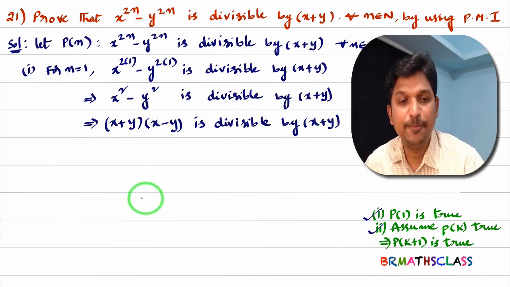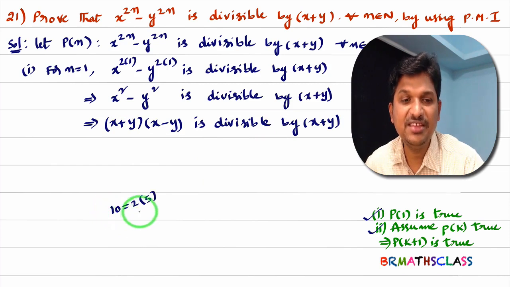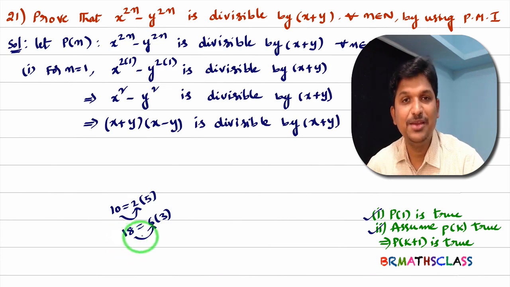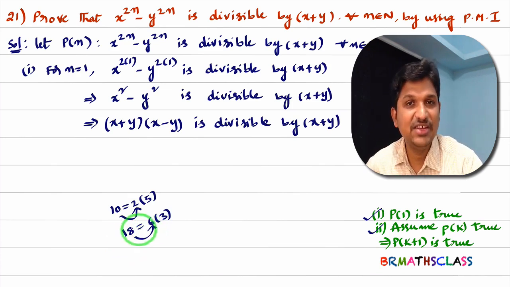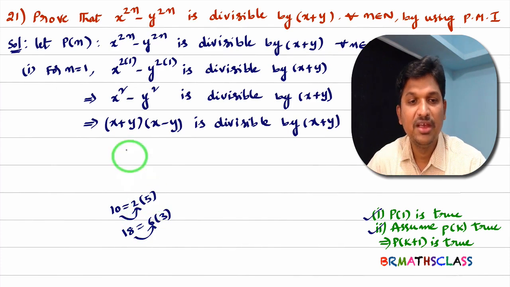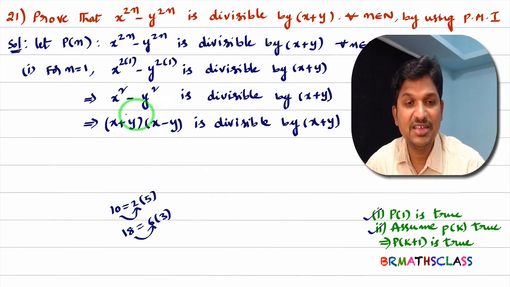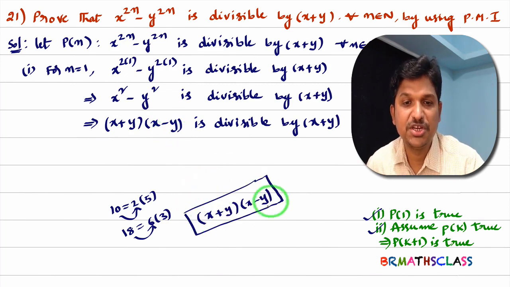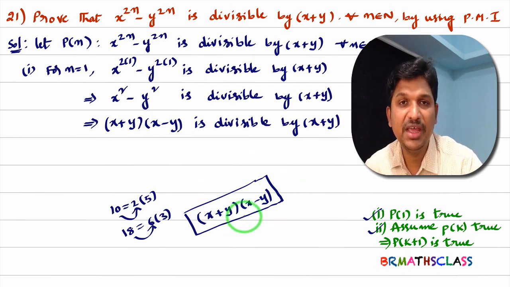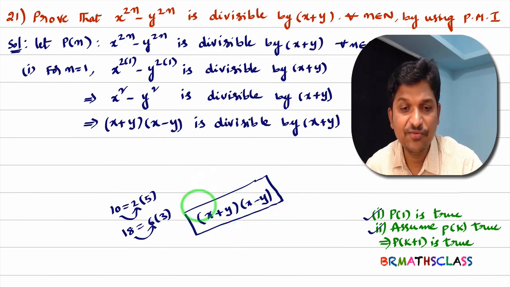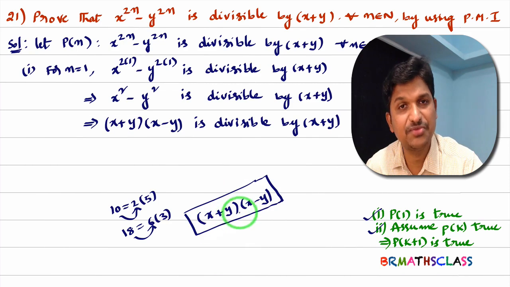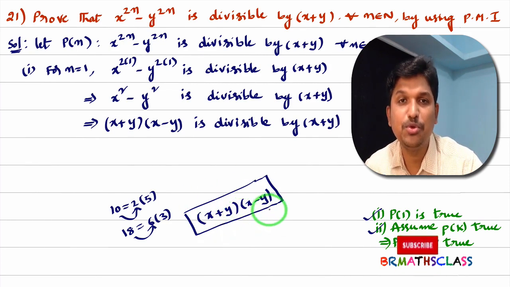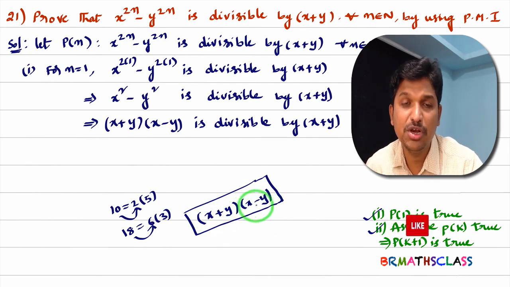Try to understand a particular point. You see here, if 10 is a multiple of 2, 10 is divisible by 2. If 18 is a multiple of 6, then 18 is divisible by 6? Yes, of course. Similarly, you observe this full expression x plus y into x minus y. Is it a multiple of x plus y? Easily we can say this full expression is a multiple of x plus y. If this expression is a multiple of x plus y, can I say this is divisible by x plus y?